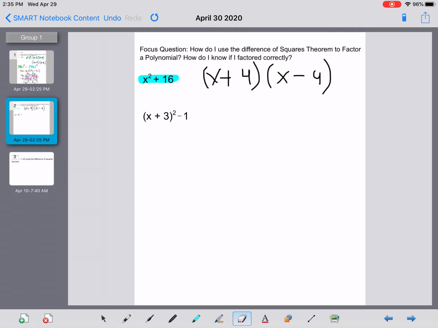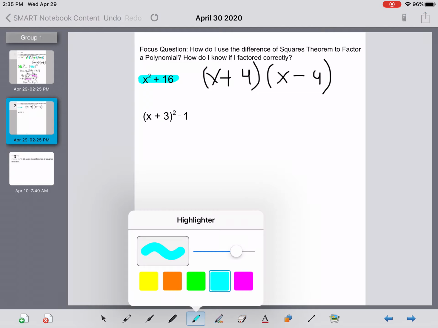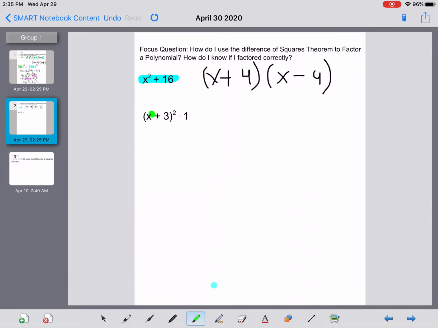All right, so let's go to this one. X plus 3 to the second power minus 1. Now, notice this is subtraction, so we could write this as a difference of squares. This first term is already written as a quantity squared. So if I could write 1 as something squared, this is how I'm going to write it: x plus 3 squared minus something squared equals 1. And it turns out the square root of 1 is just 1.